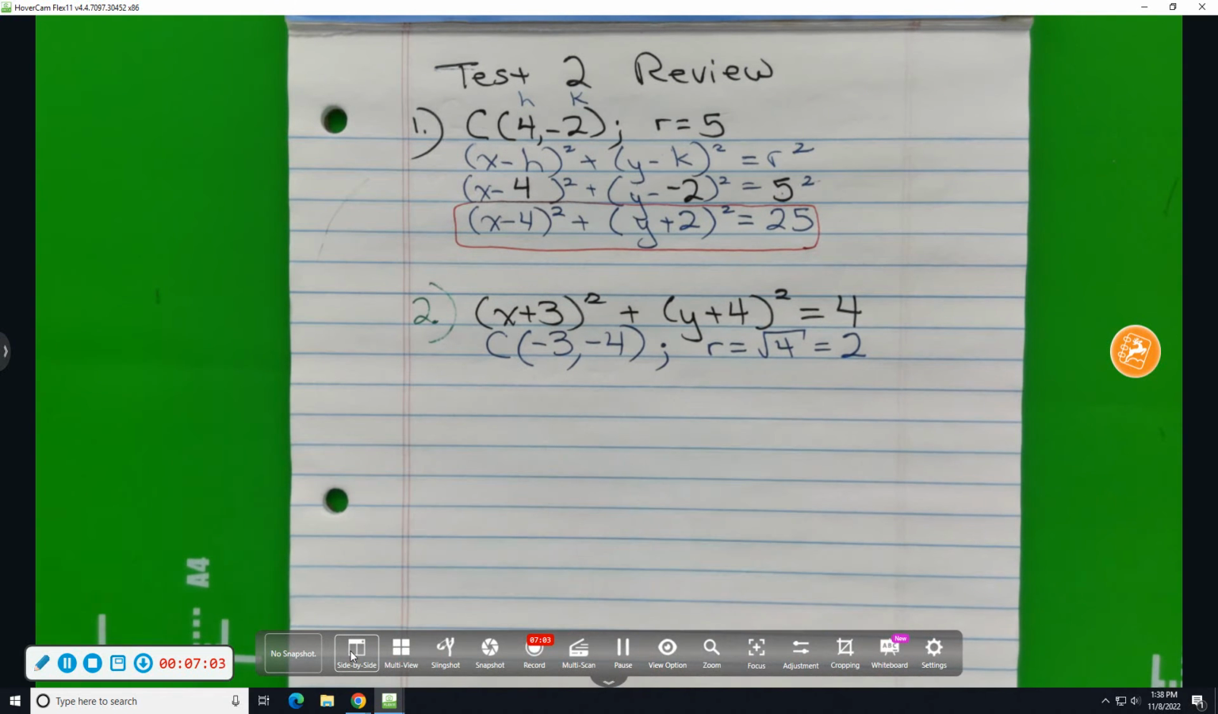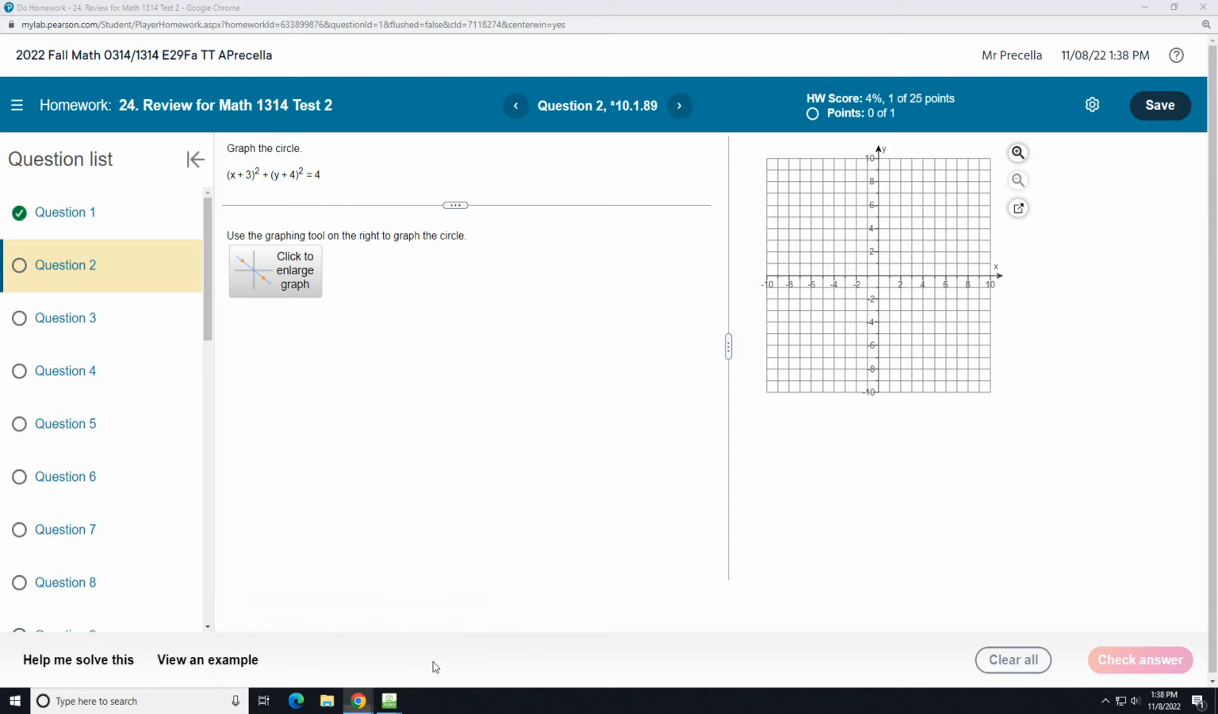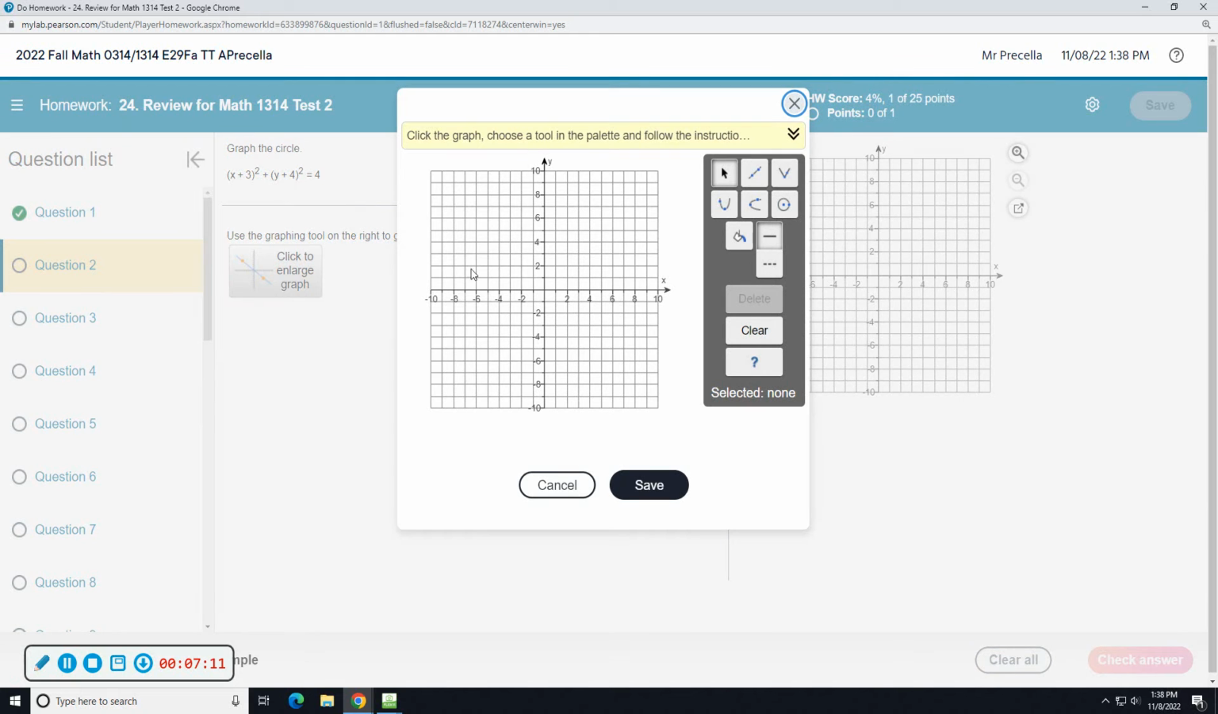Now that we've written that down, let's go back and graph it using the graphing tool. That's all they want here. Just draw the graph. Click the circle tool again. If you hover over it, it says circle, and it says plot the center. Our center was negative 3, negative 4.